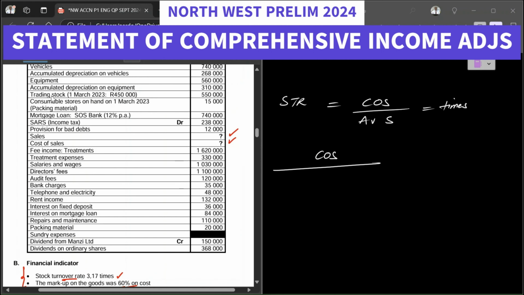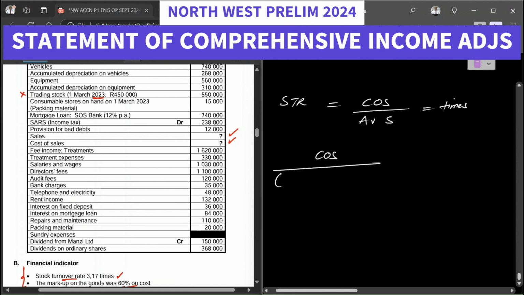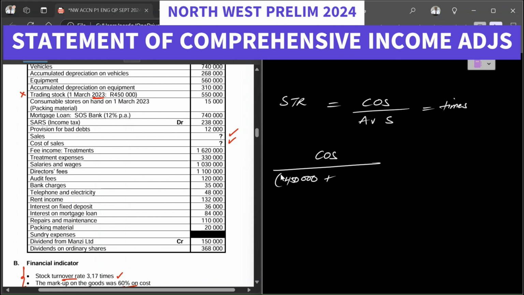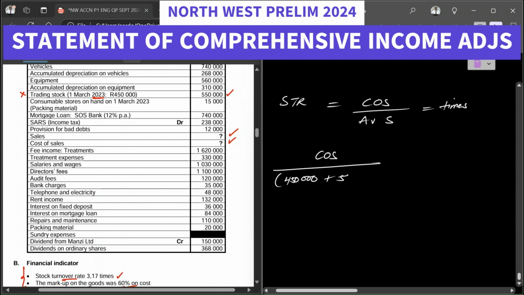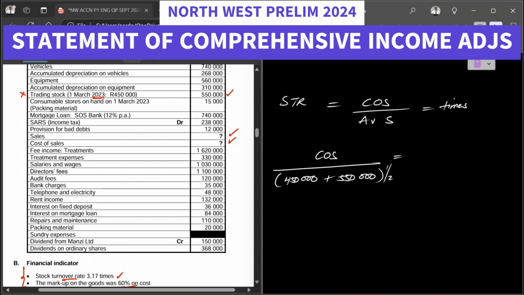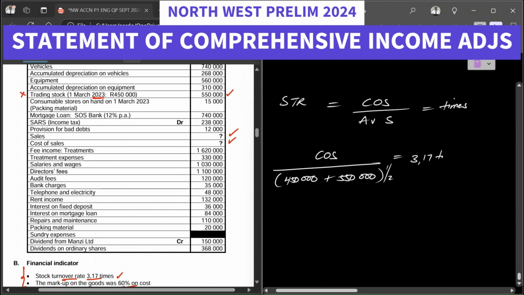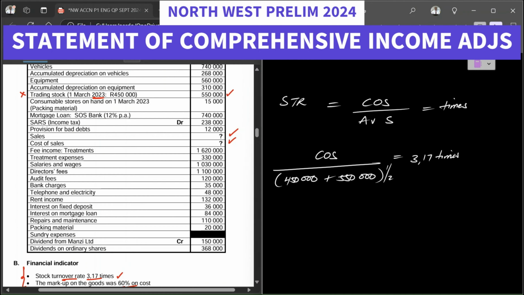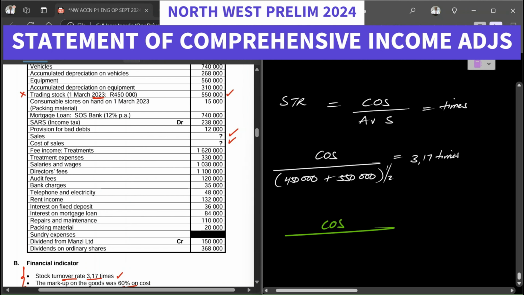And for our average stock, we were given certain amounts on our trading stock. We're told that on the 1st of March 2023, that becomes the opening stock. So my opening stock is 450,000. Then I say plus my closing stock, which is my 550,000 over there. I was given both my opening and my closing stock, and I know that I have to multiply by 1/2 so that I can get my answer, which is given here to be 3.17 times.